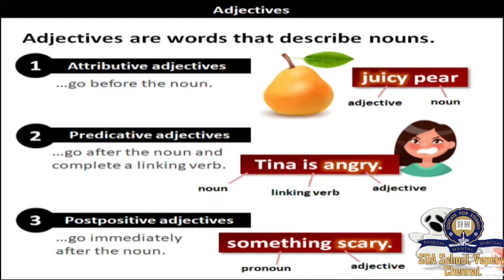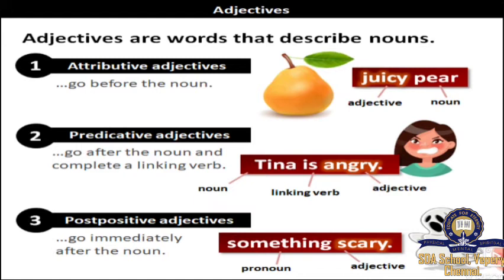So the third one is post-positive adjective. This is the one which goes immediately after the noun, like the example, something scary. So here we see it coming just after the noun given here. So I hope you're clear with adjectives. They are just one word which can go before the noun, immediately after the noun, or after the noun with a linking verb in between.